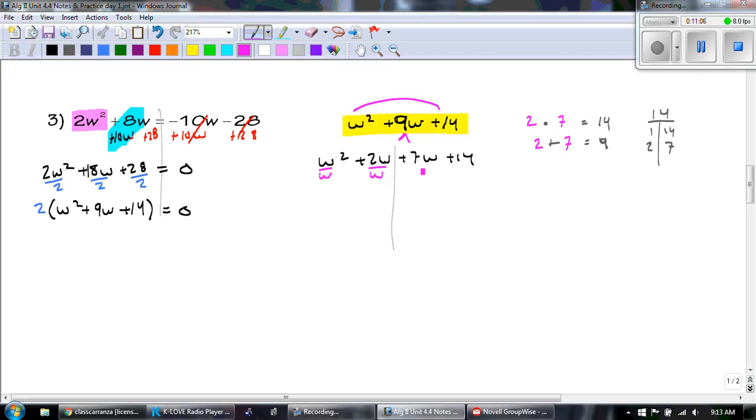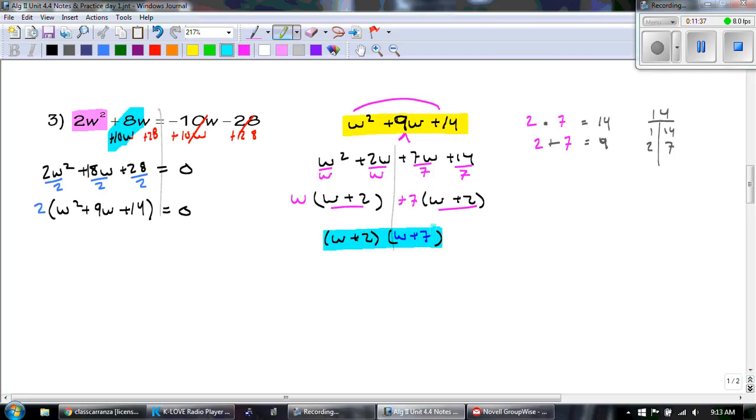Okay, so I'm taking out the GCF. So I've got a W, and I'm left with W plus 2. And then we factored out a positive 7, and we're left with W plus 2. I know I did it right because these guys match. And then my two binomials are W plus 2 and then W plus 7.